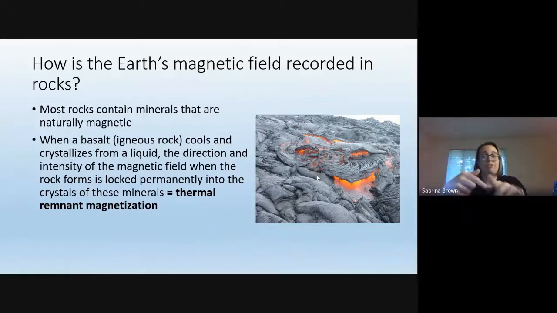But Earth's magnetic field has changed over time. It reverses every once in a while, and we have polar wandering. And so we can use this thermal remnant magnetization of the direction which these iron minerals are facing to infer the age of the ocean floor.